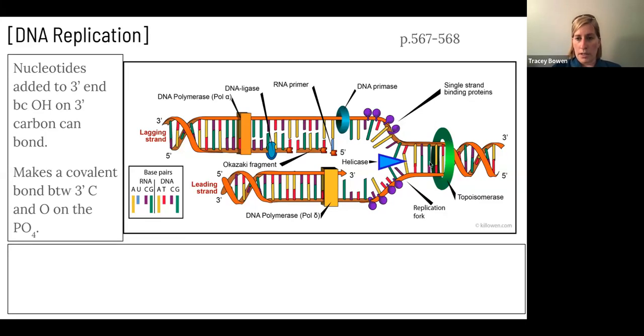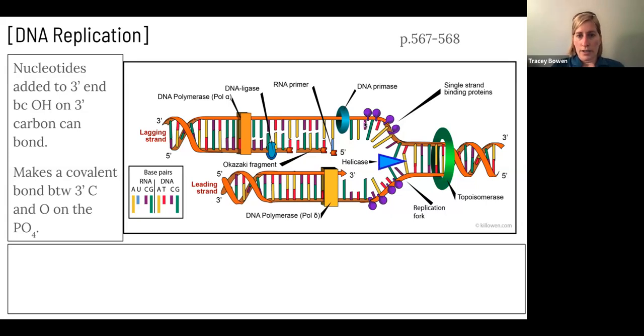One enzyme that we need to know is topoisomerase, sometimes called gyrase. When the hydrogen bonds get cut here, it creates a bit of torsion and twisting on the remaining double helix. And so topoisomerase reduces that torsion.